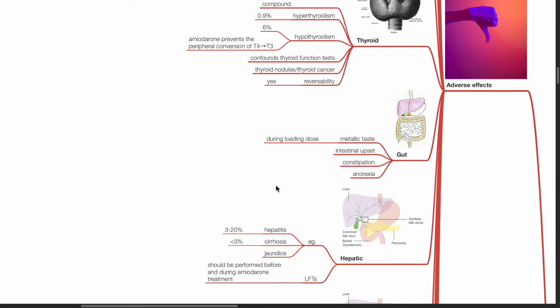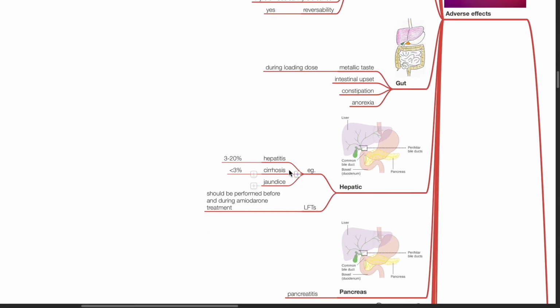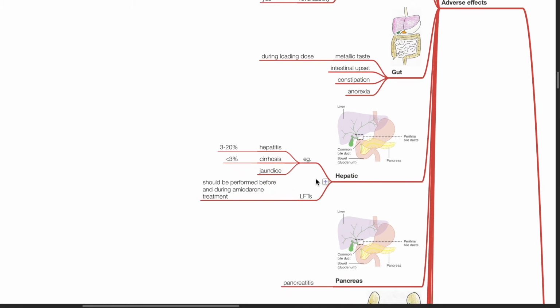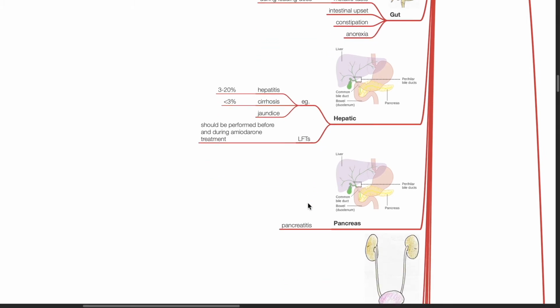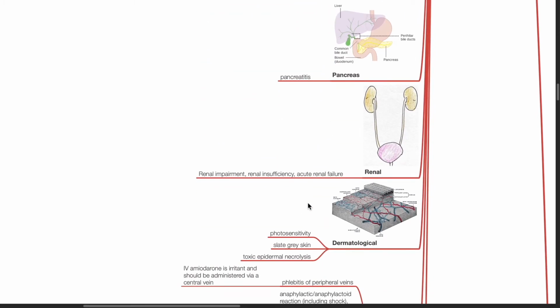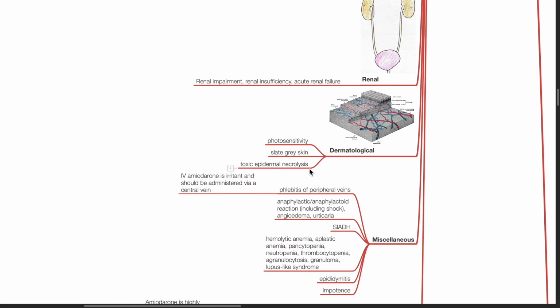Amiodarone may cause metallic taste, intestinal upset, constipation, and anorexia. It may also cause hepatitis in 3 to 20% of patients and cirrhosis in less than 3% of patients. The patient may present with deranged LFTs and jaundice. Pancreatitis may be caused by amiodarone. Amiodarone may cause renal impairment and acute renal failure. Amiodarone may cause photosensitivity, slate gray skin, and toxic epidermal necrolysis.